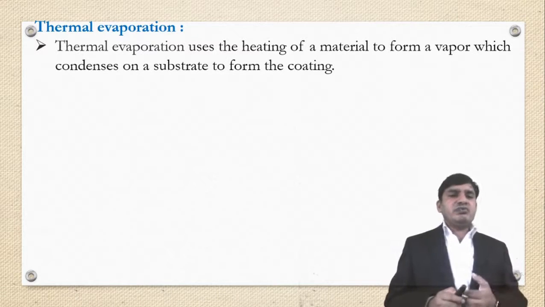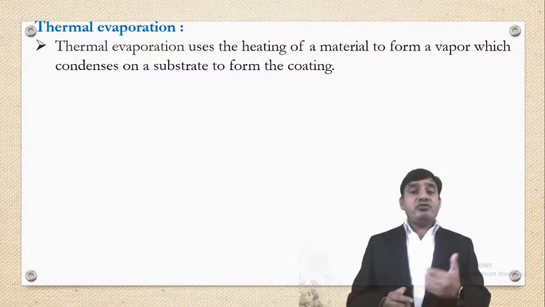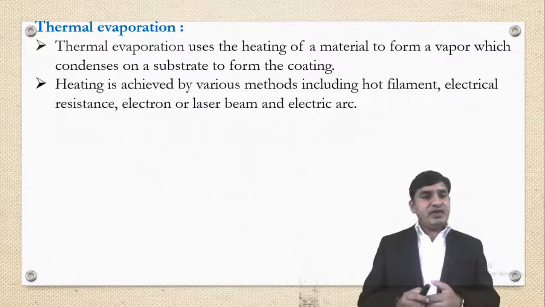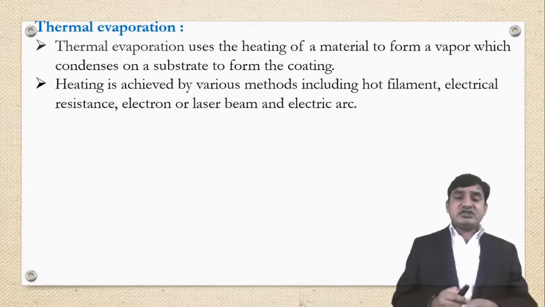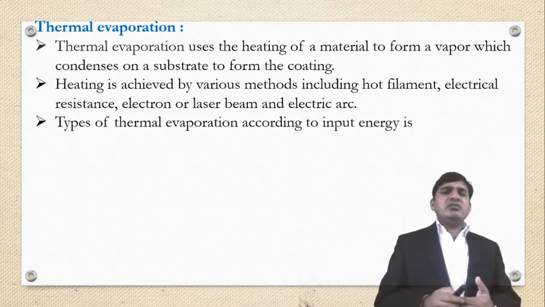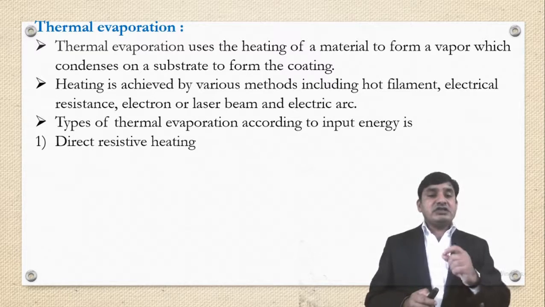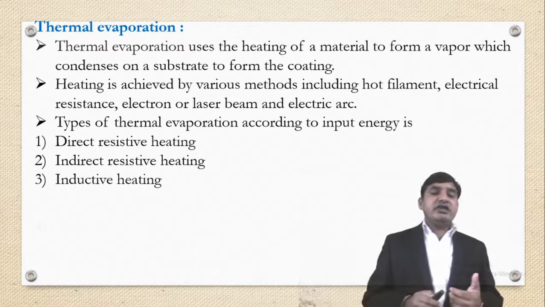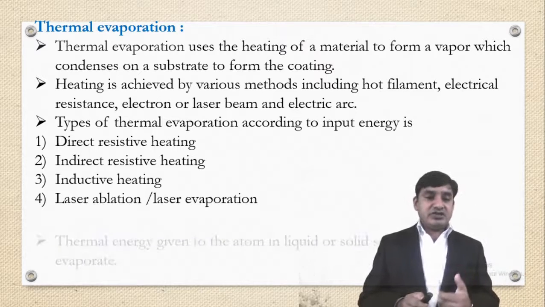And the thermal evaporation process. Thermal evaporation uses the heating of a material to form vapor which condenses on the substrate to form a coating or a thin film. The heating is achieved by various methods including hot filament, electrical resistance, electron or laser beam and electric arc. Types of thermal evaporation according to the input energy are: first is direct resistive heating, second is indirect resistive heating, third is inductive heating, fourth is laser ablation or laser evaporation.